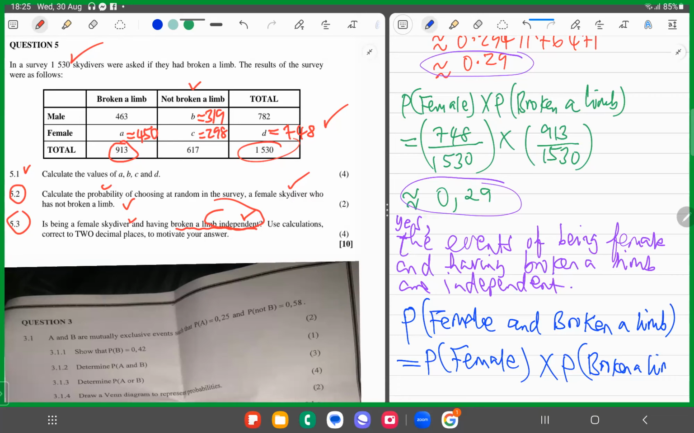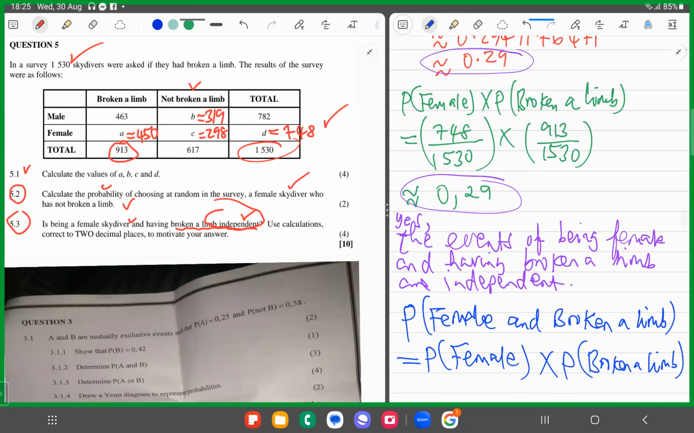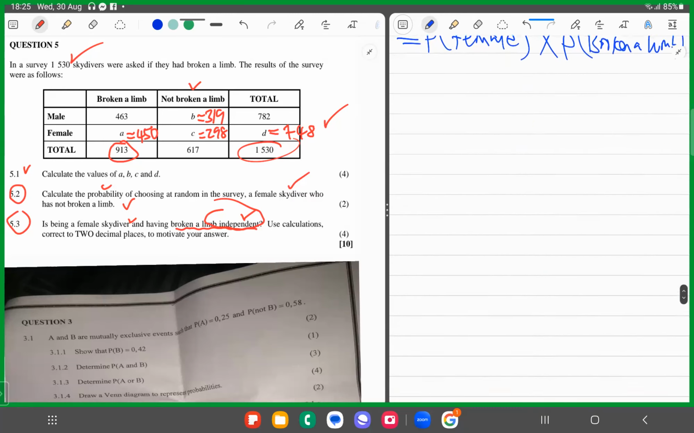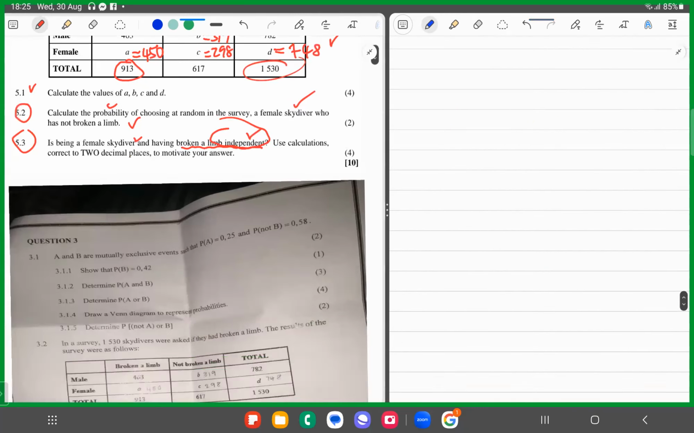The probability of female and broken a limb is the probability of female times the probability of broken a limb. And this holds if the events are independent. Okay. You think about your questions, etc., and we can address the questions.